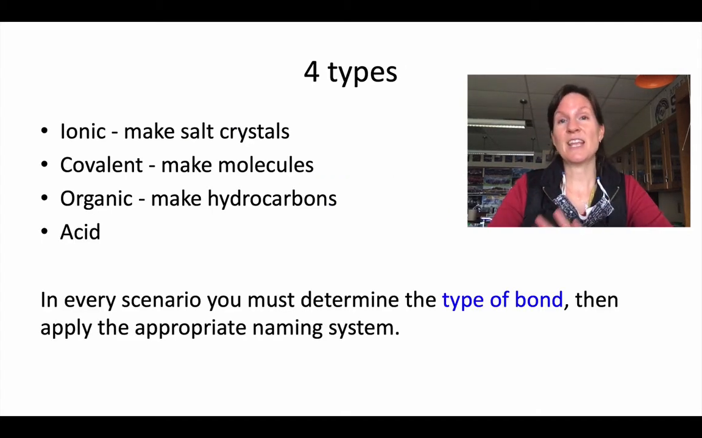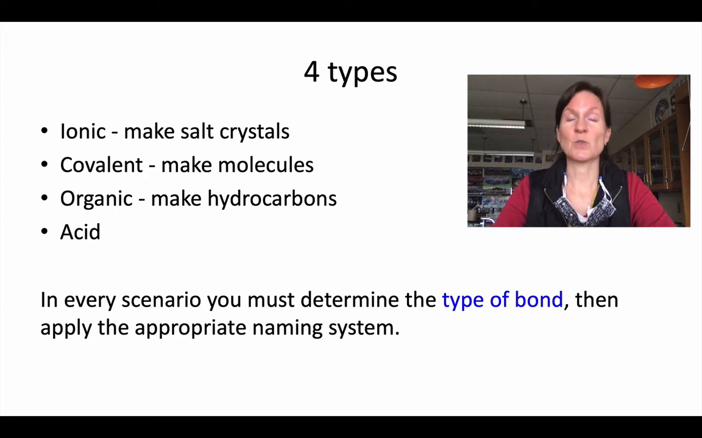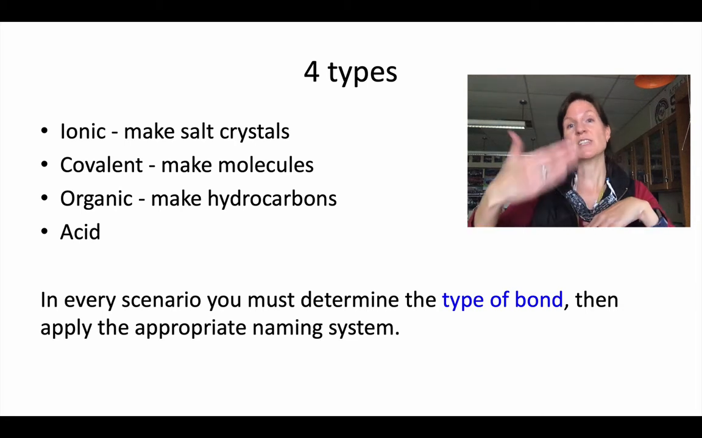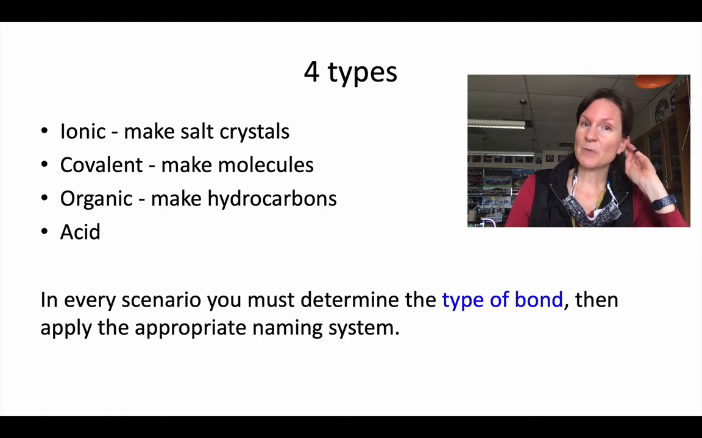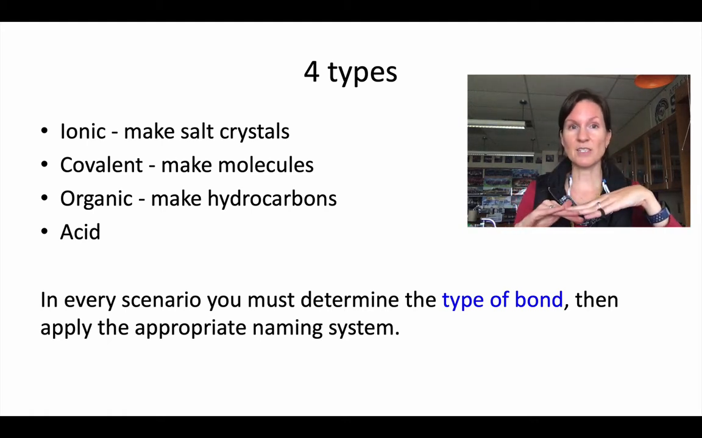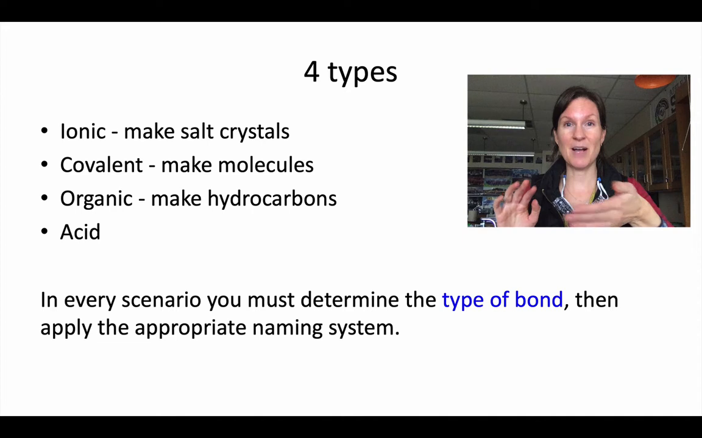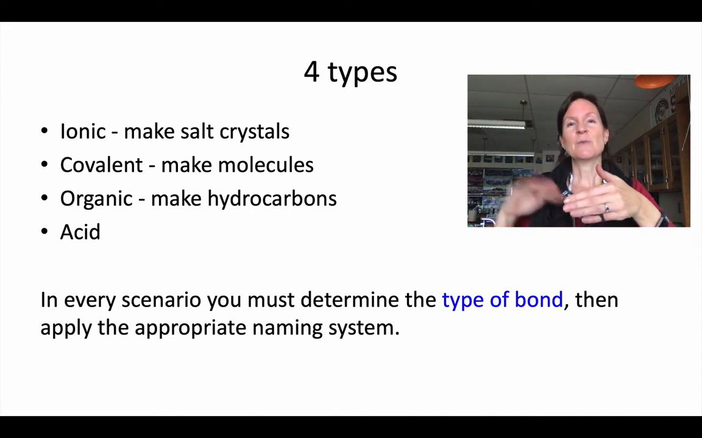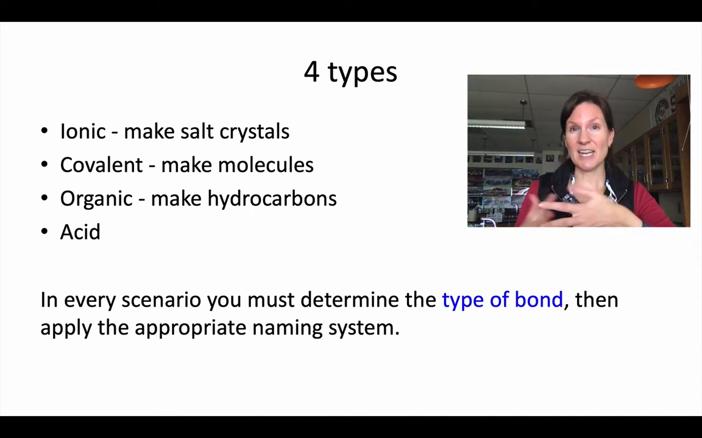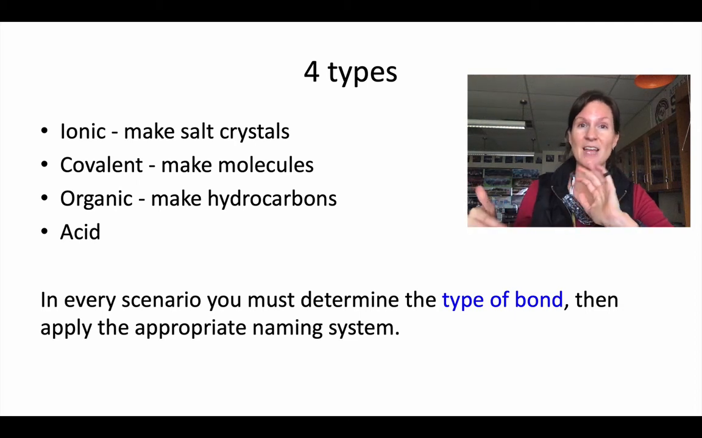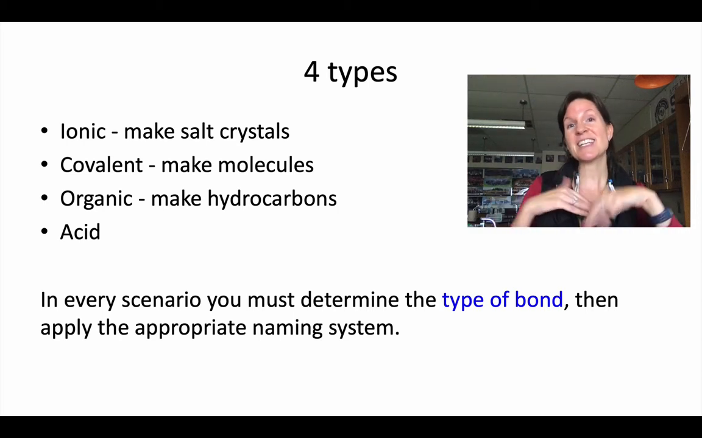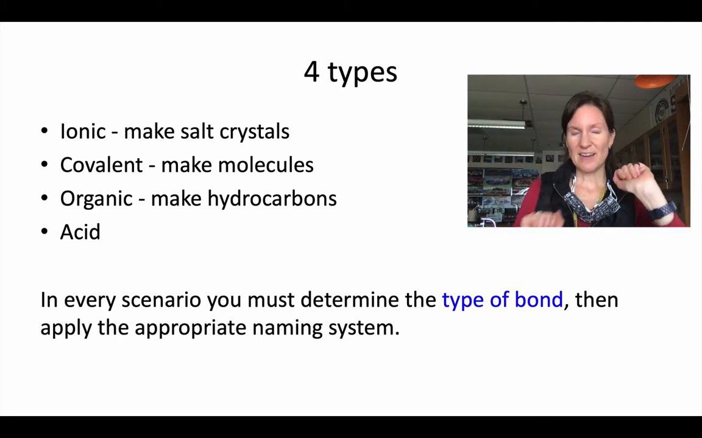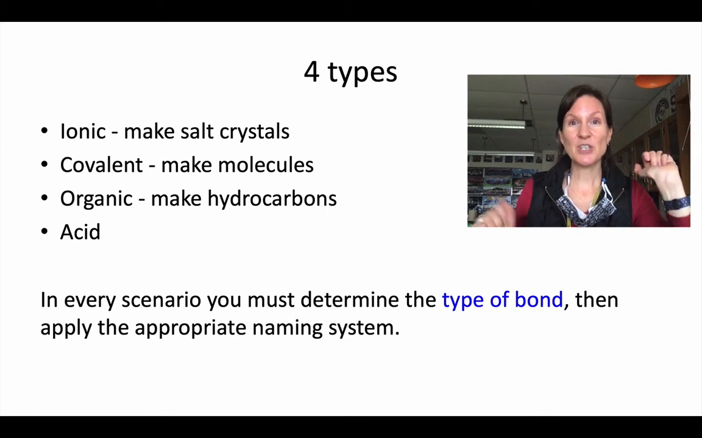So there's 4 types of naming structures that we're going to go through. Depending on the type of bond or the type of elements that are in the compound, there's a different set of rules for how we name it. If there's an ionic bond, we name it one way, if it's making those salt crystals. If it's covalent, making the molecules, we name it one way. And then within covalent, if it's organic, meaning it has hydrocarbons, we name it one way. And then if it's acid, we name it another way. So basically in every case, we have to figure out what type of bond it is first, and then figure out how to name it. So this first video is really on how do you determine the type of bond.